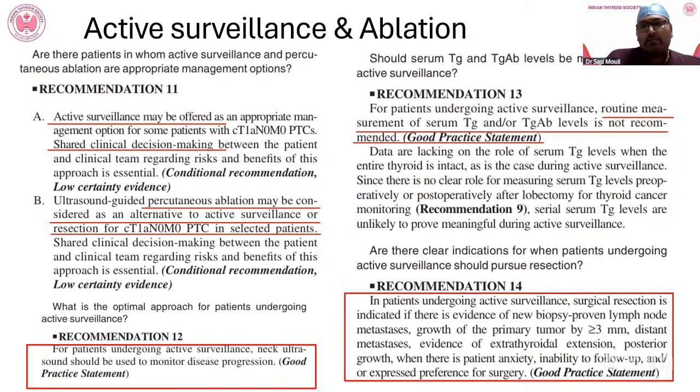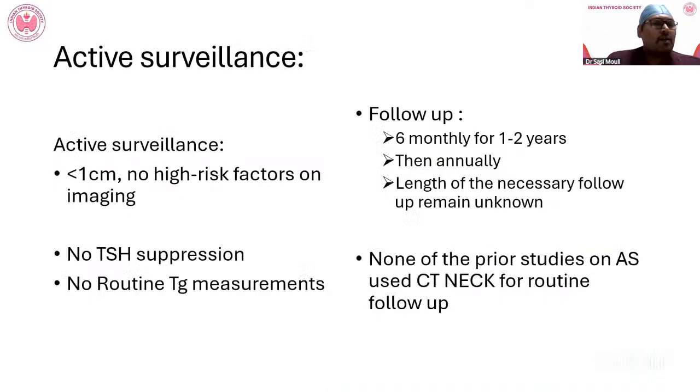And on subsequent ultrasounds, if there is more than 3 millimeters or other high risk features, then the patient should go for surgical intervention. So this is the active surveillance which we see. It's for less than 1 centimeter, no high risk features, no TSH suppression, no TG requirements. Follow up is 6 monthly for 1 to 2 years, then annually.